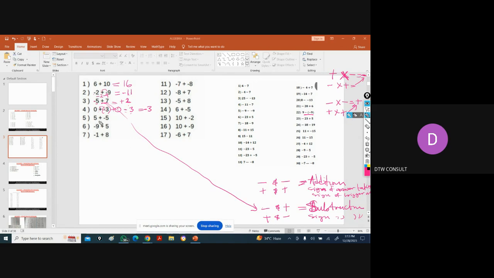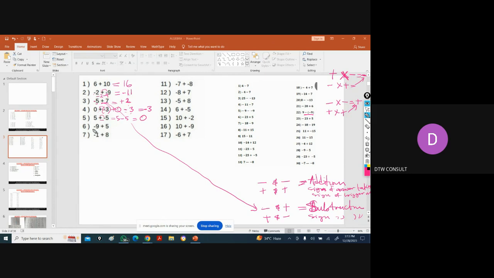Here, another example. Don't worry, I'm going to solve all of these up to 17, then everyone will do this by themselves. Now look at 5 plus -5. We have to multiply these two signs. Positive times negative gives us what? Negative. So we have 5 minus 5. So what will 5 minus 5 be? 0. So our answer here is 0.